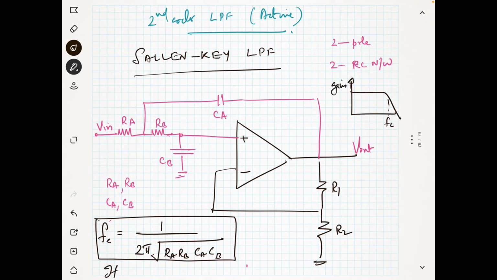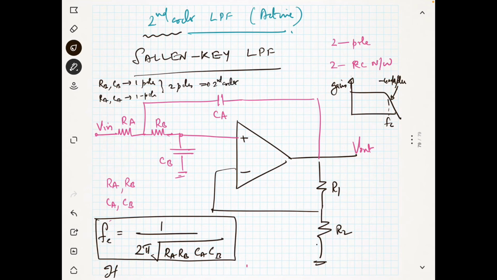And what is the slope of this? The slope is minus 40 dB per decade. Why? Because this is a second order filter. This is 2 pole and this is a second order filter. You can see one pole here. That means RBCB will form one pole here, and RACA is another pole here. So there are 2 poles. That means it is a second order filter.